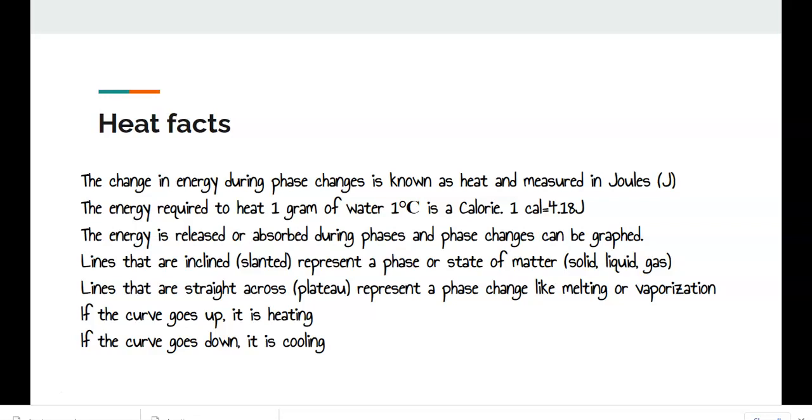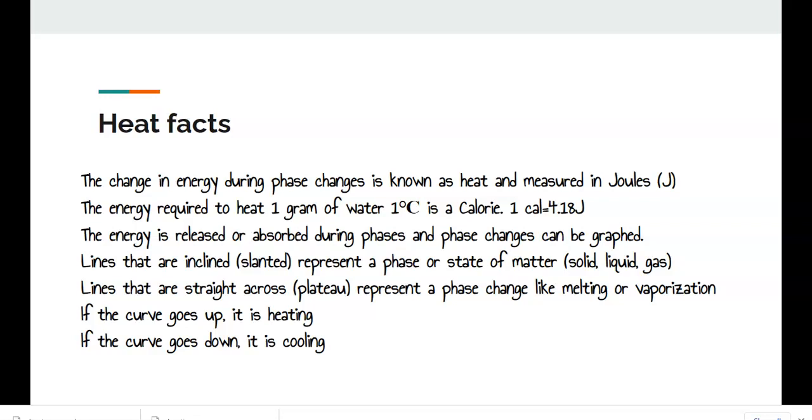4.18 you're going to see again, so just think about that and come back to it when we get to it. That's a calorie, and that's kind of how we process our food too, as we think about calories: how much energy our body's going to need to expend to heat up the water in our bodies, and that's where we're getting our food from. Energy is released or absorbed during our phase changes, and we can graph it. That's what we're going to look at right now.